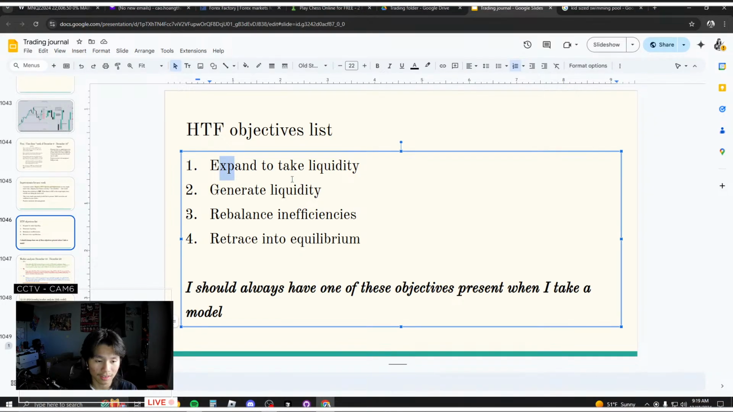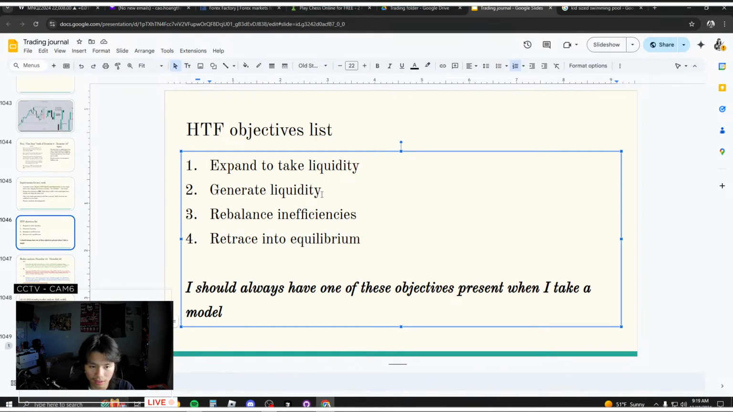This is all ICT. It's just that Justin Ryland was able to word it in a way that's a little bit easier for me, at least, to understand. Expand, to take liquidity. Second, to generate liquidity. Third, to rebalance inefficiencies. Fourth, to retrace into equilibrium. Those are the 4 higher time frame objectives that I am always looking for in every single trade that I take.